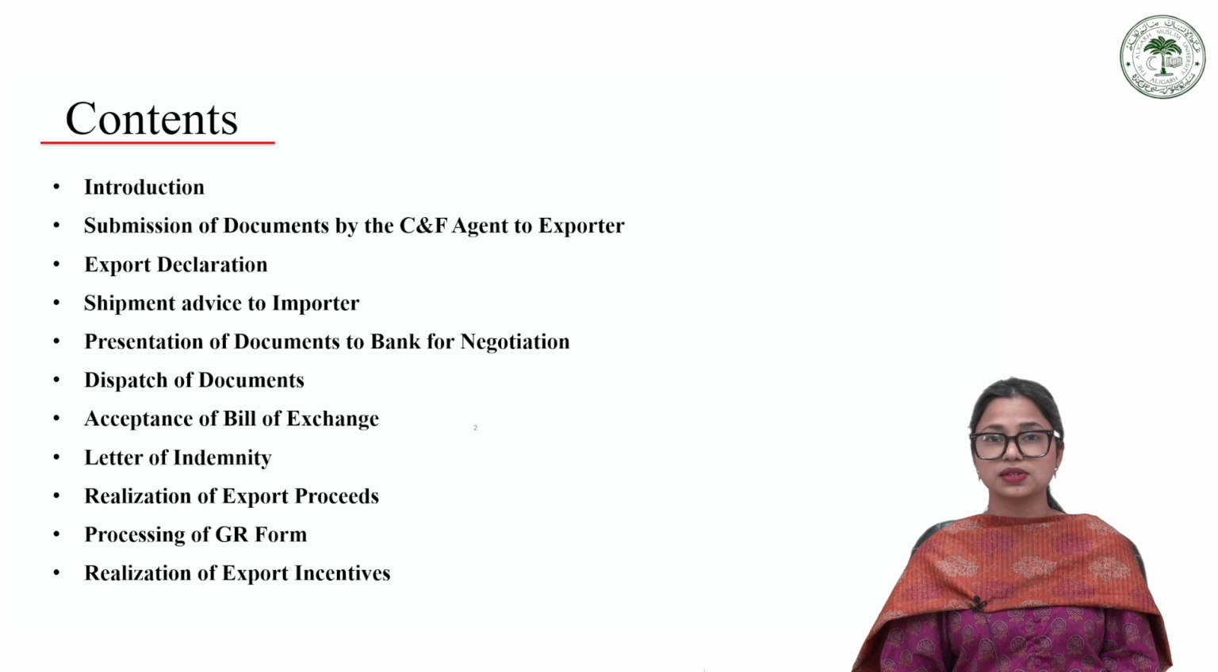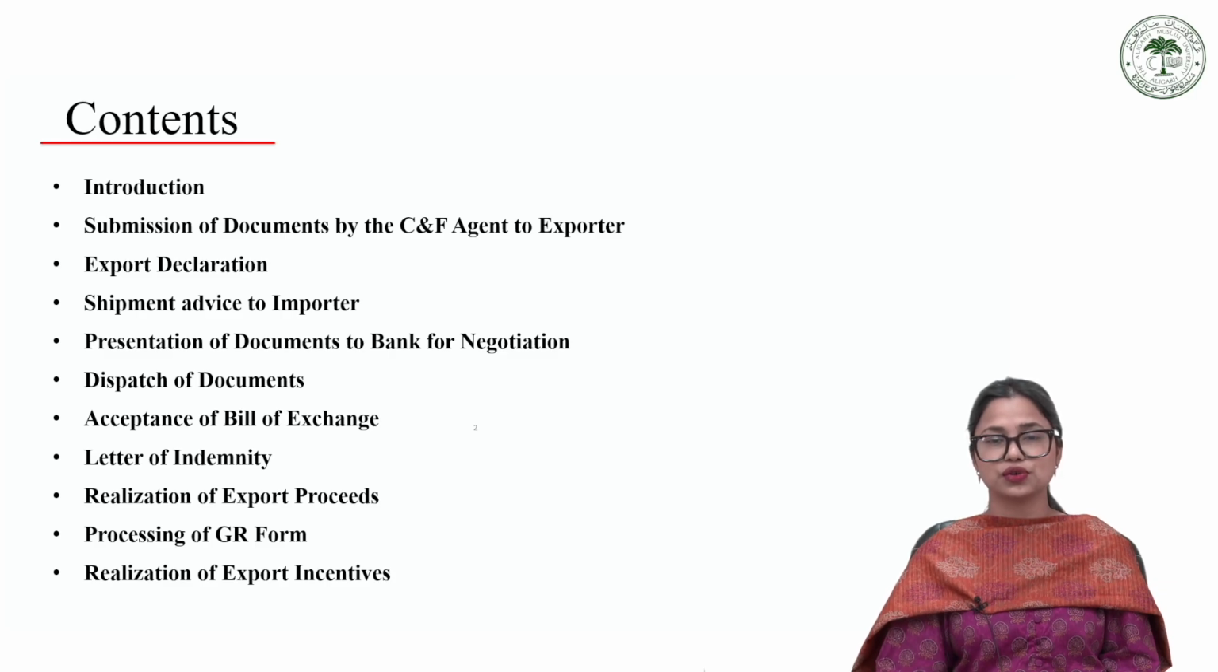The various steps involved in post-shipment documentation are: submission of documents by the clearing and forwarding agent to the exporter, export declaration, shipment advice to importer, presentation of documents to bank for negotiation, and dispatch of documents. In this stage, the negotiating bank dispatches the list of documents as a file to the importing country or the importer's bank. Then come acceptance of bill of exchange, letter of indemnity, realization of export proceeds, processing of GR form, and realization of export incentives. So these are the various stages that we will look at to understand post-shipment documentation.